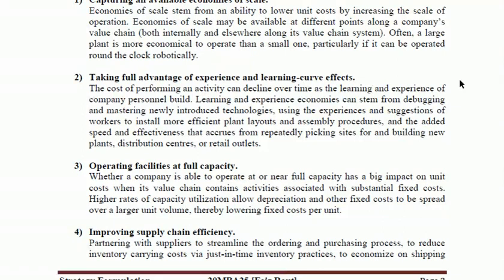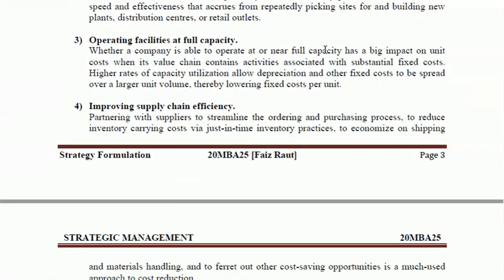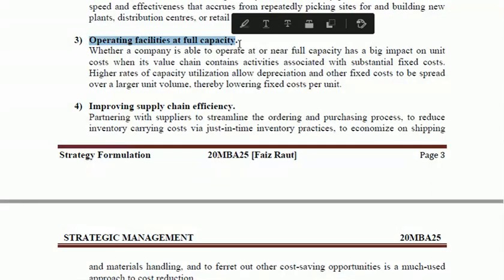What are the difficulties they'll be facing, how these difficulties can be reduced, how the problems can be reduced while the production system, using those things, using those expertise, and making a slight change in the production system or the way the company is working, that can lead to again reducing the cost of manufacturing of the product. The third is about operating facilities at full capacity.